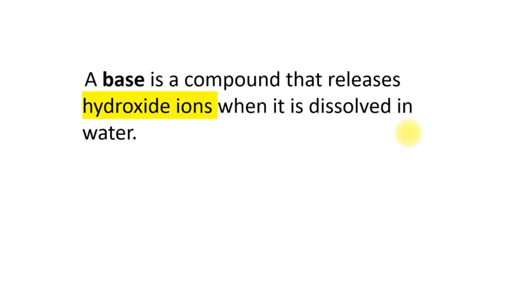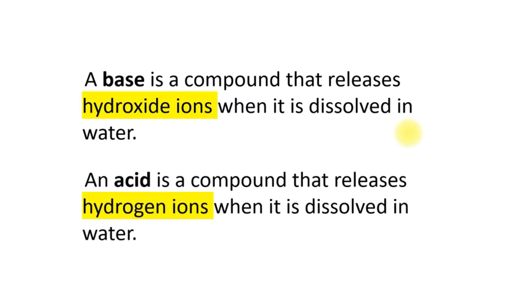Well, let's compare with what we remember from acids. So the definition of acid was that it's also a compound, and both of them are releasing something when they are dissolved in water. But the difference is that an acid is releasing a hydrogen ion, while a base is releasing a hydroxide ion. So that's the main difference in what is being released.